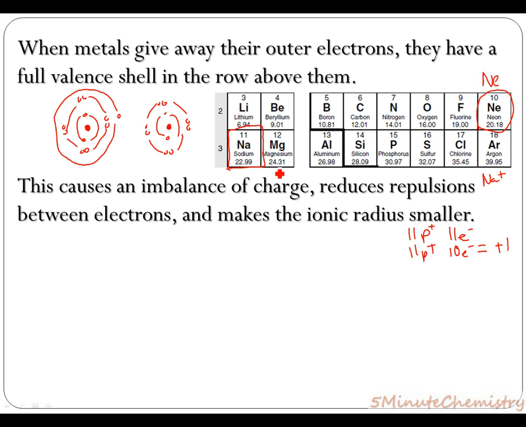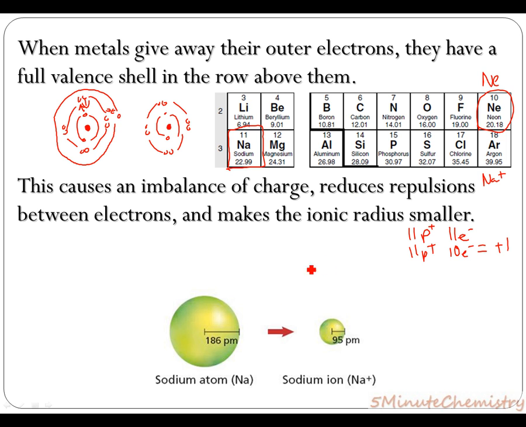The repulsions that I have, if you recall, I've got repulsions happening between here and here, and between here and here, right? And that is expanding the radius. So now I have fewer repulsions. I have that imbalance of charge, which means I have more pull inwards, and so this makes the ionic radius smaller. So this is a look at what actually happens with sodium. Again, the atom is 186 picometers from the center out to the outside shell, and that gets reduced to 95 picometers in the ion form.